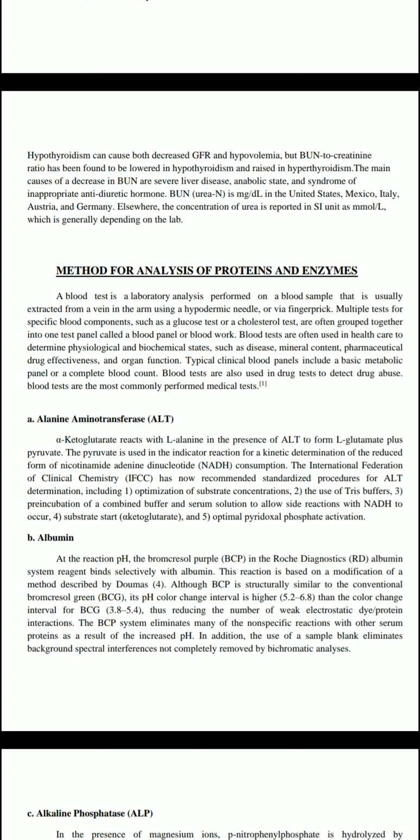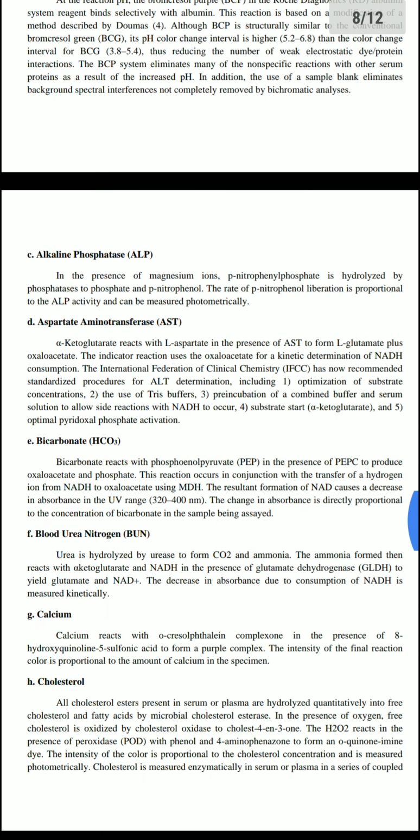Although BCP is structurally similar to the conventional bromocresol green, its pH color change interval is higher, that is 5.2 to 6.8, compared with the color change interval for BCG, which is 3.8 to 5.4, thus reducing the number of weak electrostatic dye-protein interactions as a result of the increased pH. In addition, the use of a sample blank eliminates background spectral interferences not completely removed by bichromatic analysis.